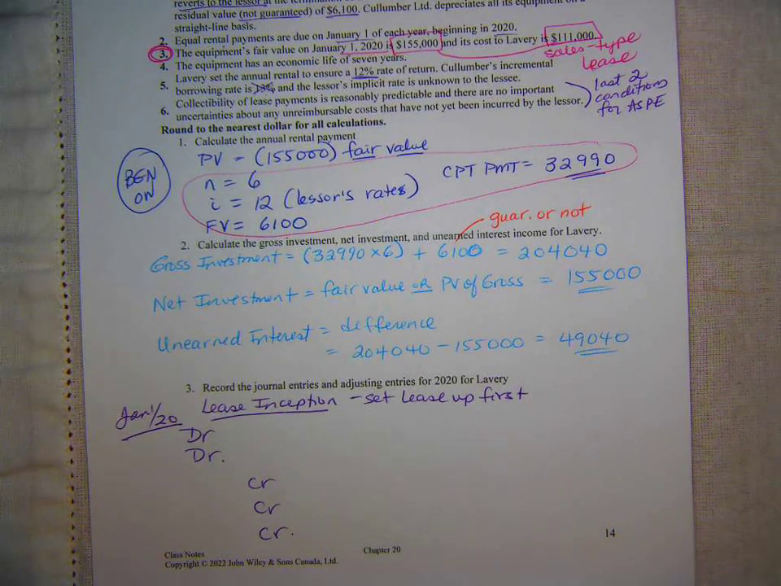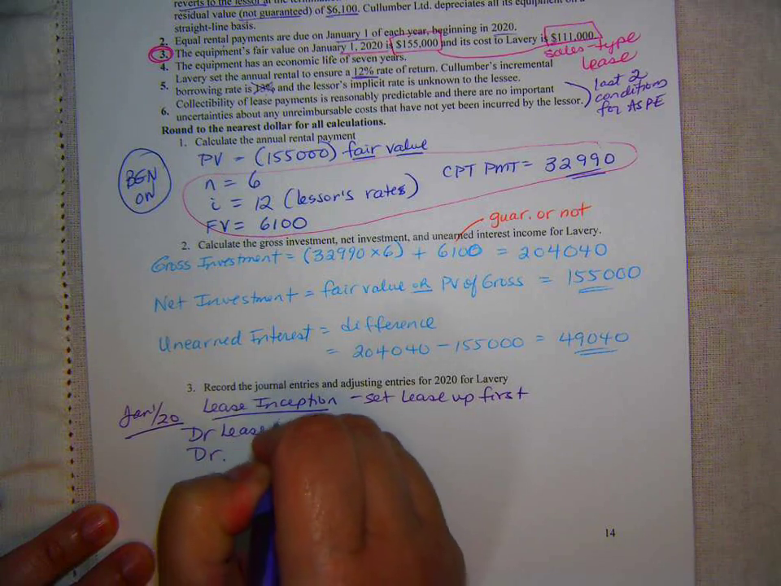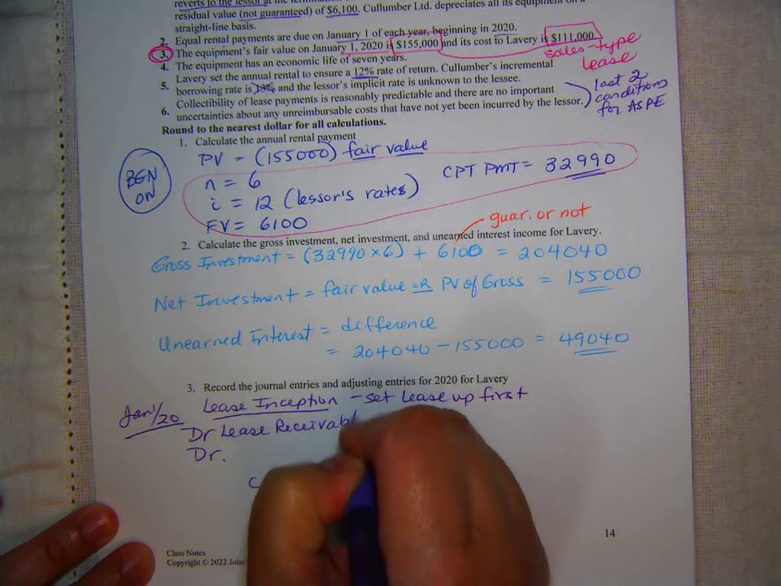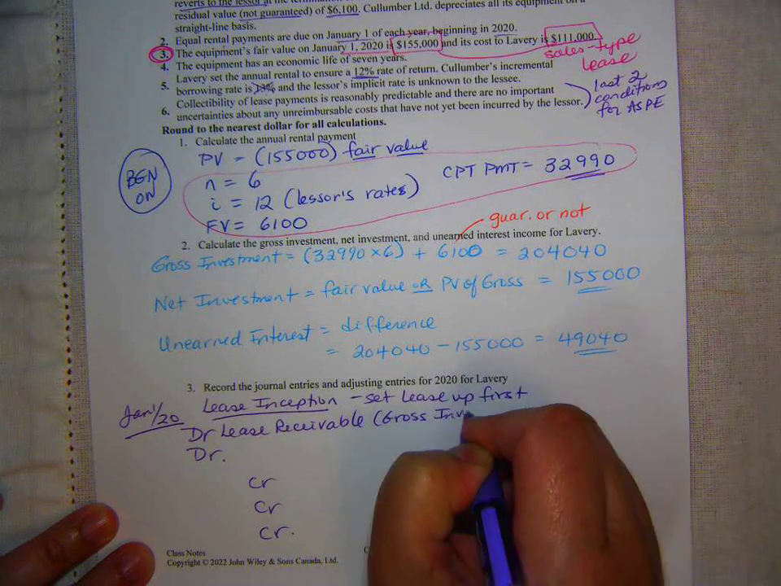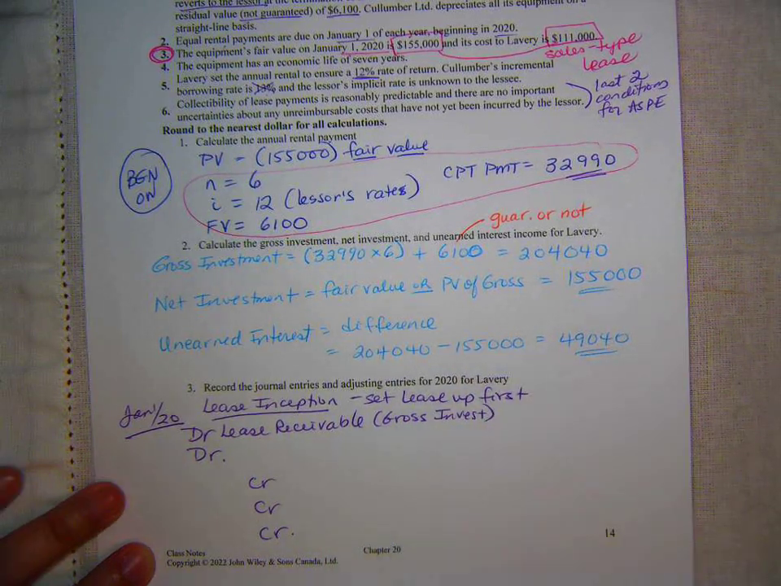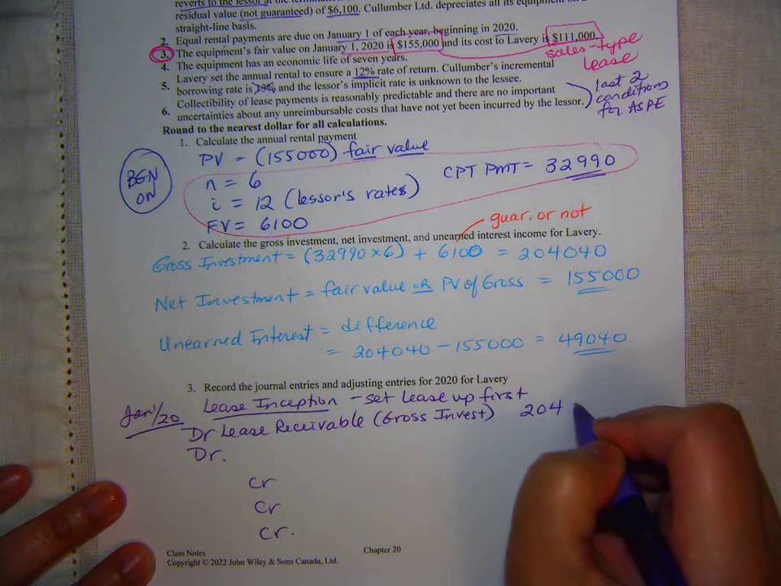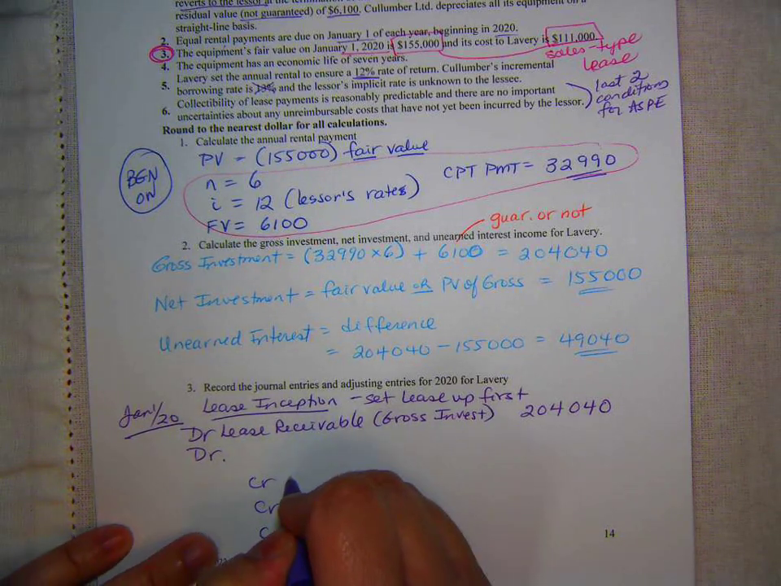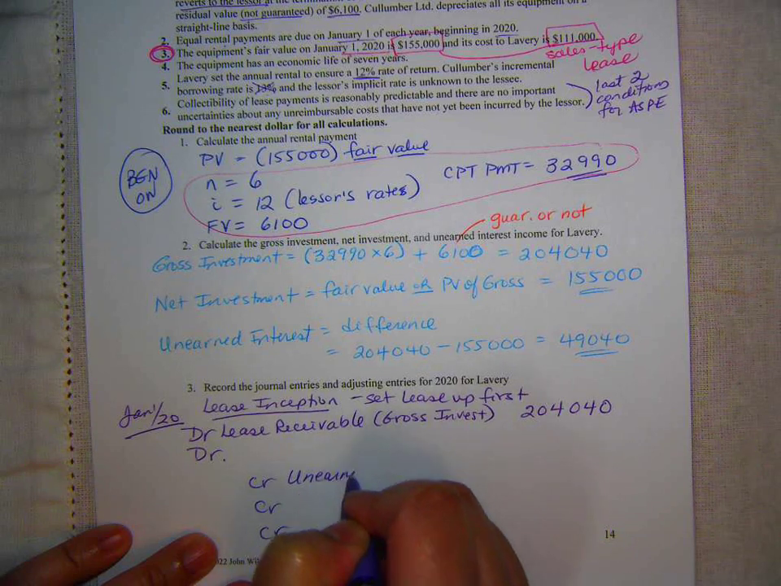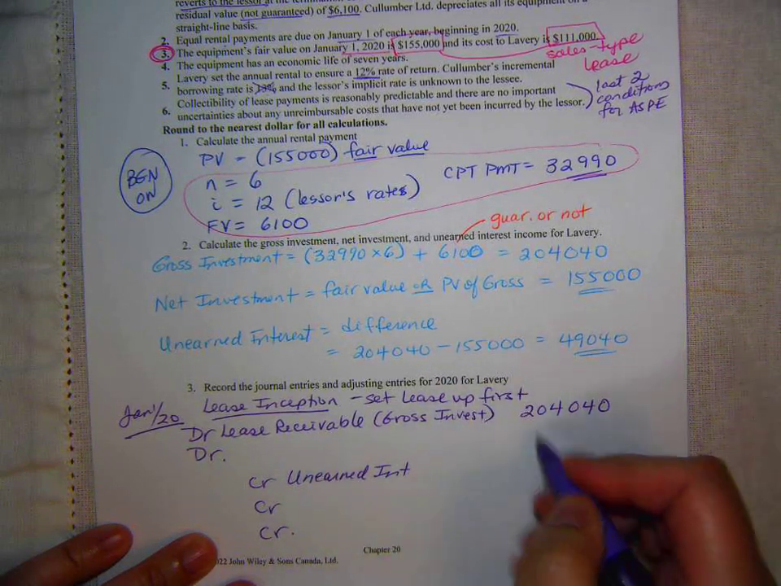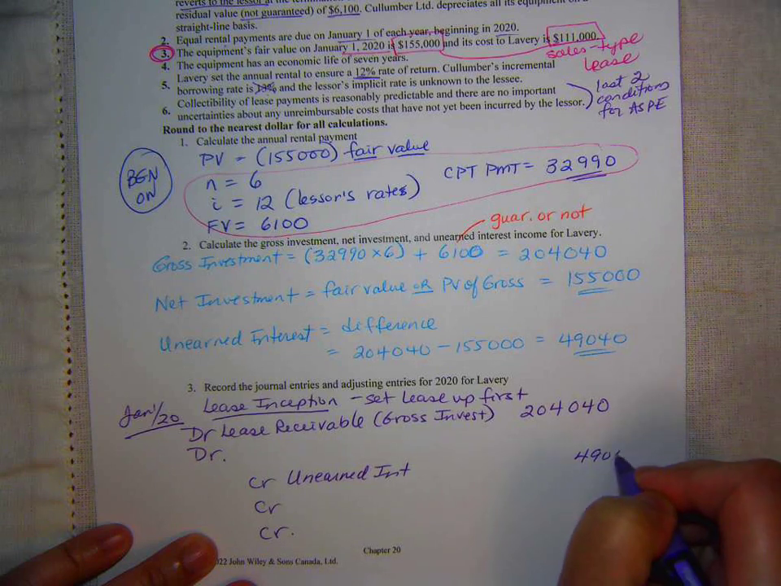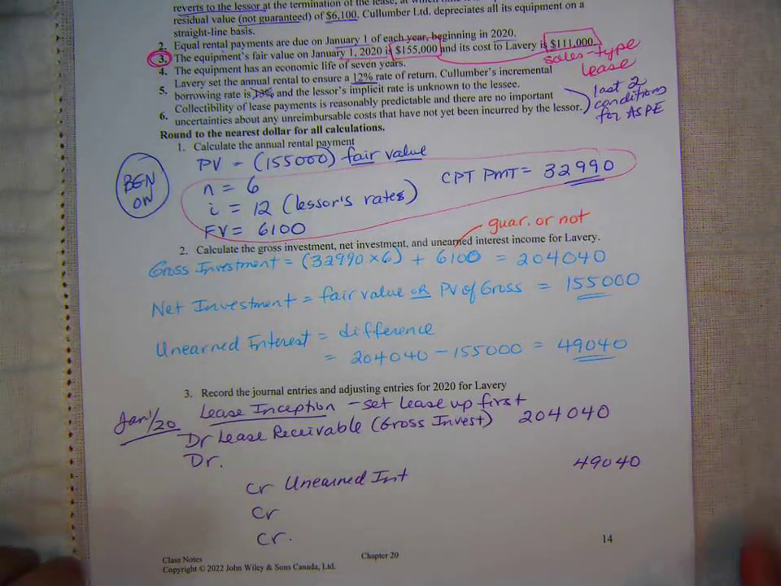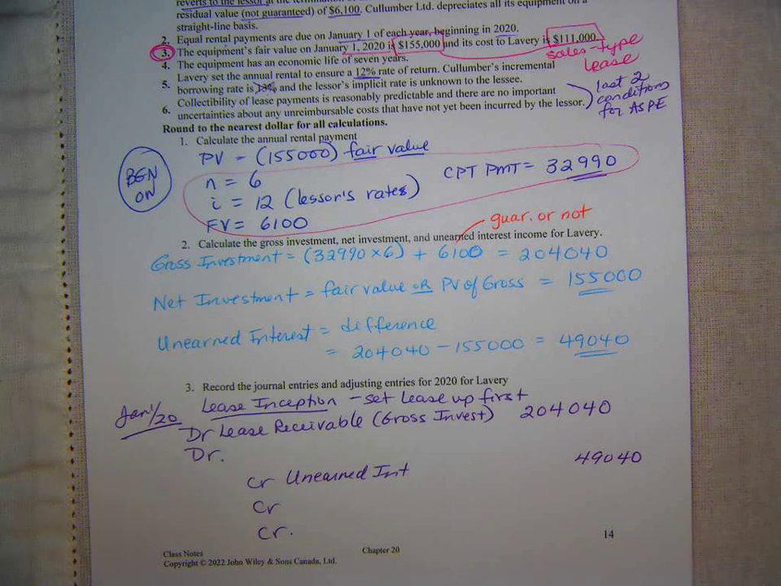So we know we've got a lease receivable, and that hasn't changed since last time, and it's the gross investment. So that's simply 204,040. Now, what else do we know? Well, we calculated unearned interest, and we know it's a credit. It's a liability. Unearned interest income is 49,040. So those are both from our little calculations above.